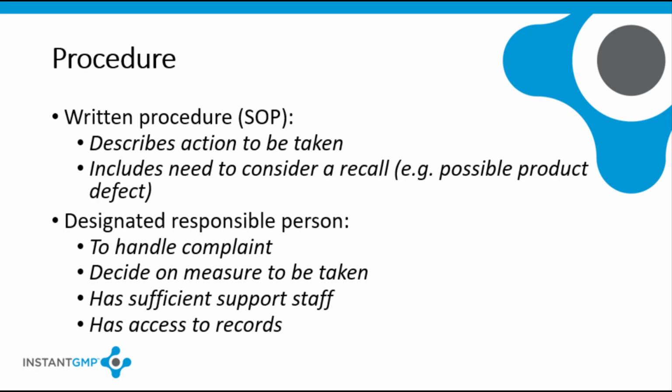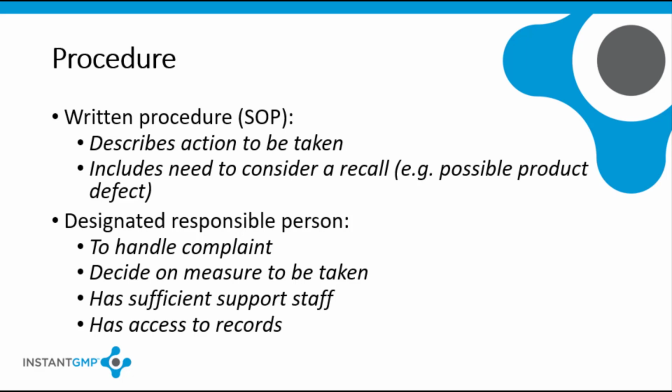The first step is to have a written procedure for handling complaints. It should describe the actions to be taken and the management reviews that are needed. The complaint should be acknowledged and a response provided to the customer. The procedure should include the process for considering a product recall in case there is a product defect.